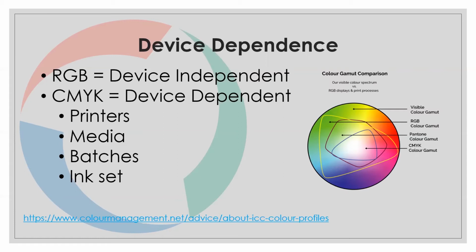With CMYK, as you see, it's device dependent, which means the printer makes a difference, the media makes a difference, potentially even the batch of media can make the difference, the ink set can make a difference. So there's a lot more factors involved as far as consistency goes. So strongly encouraged, especially if you are sending this out to multiple people or print shops, that RGB is always going to be the space we want to stay inside of.